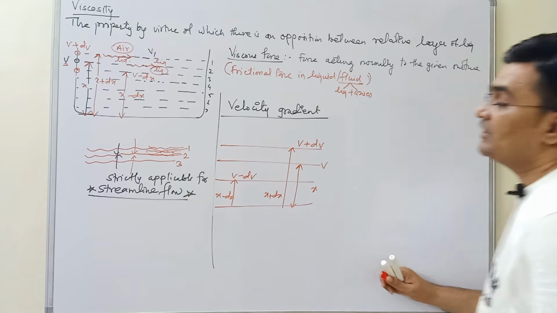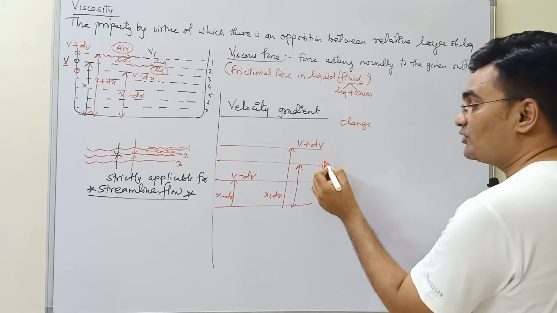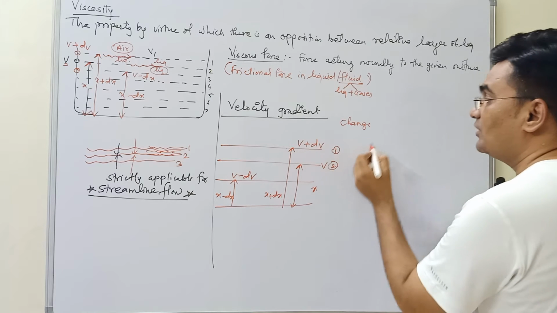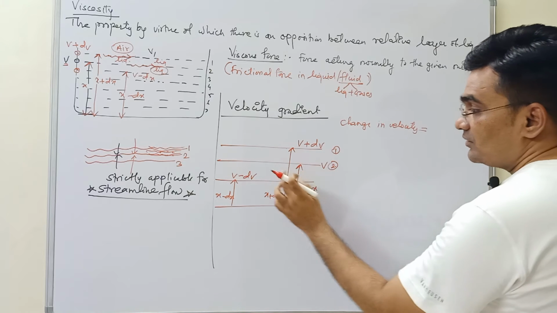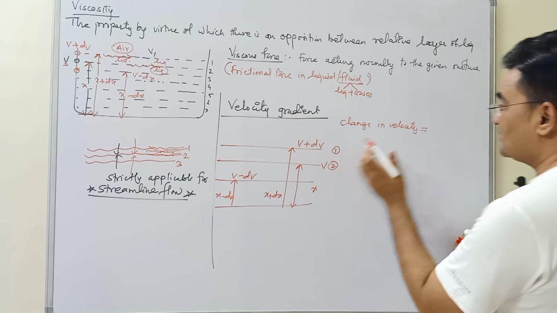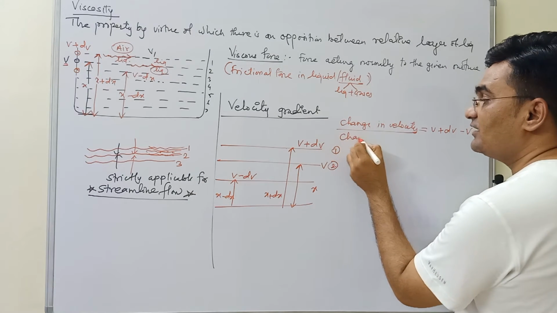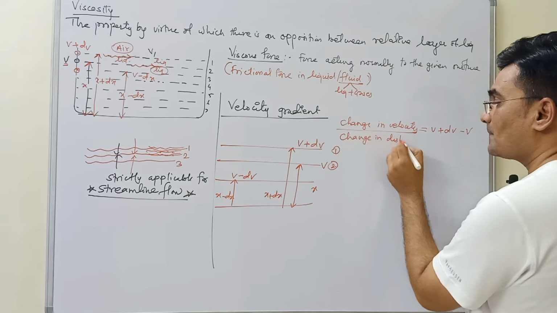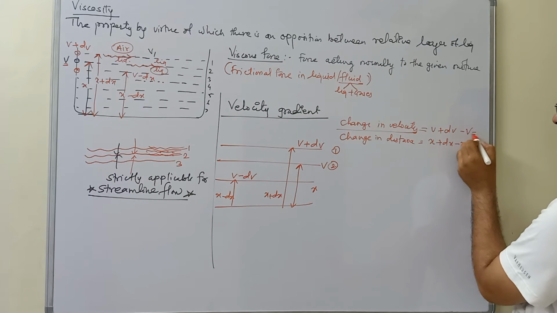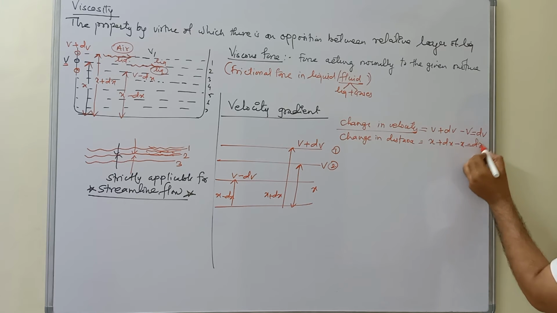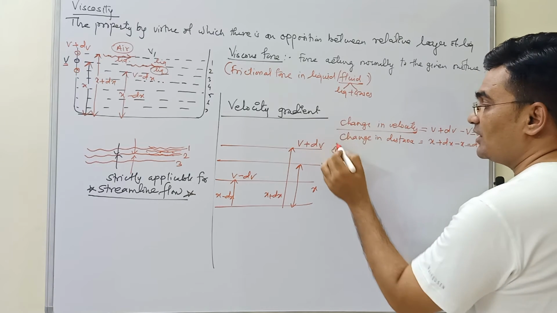X minus dx. So now, if I find the change in velocity with respect to these two layers, layer number 1 and layer number 2, the change in velocity, then how to find? Equal to final minus initial. So it is v plus dv minus v, with respect to the change in distance. The change in distance is what? X plus dx minus x. So it is what? Dv, and this is what? Dx. Okay. Say this is with respect to 1 and 2, na? This we have found out for what?